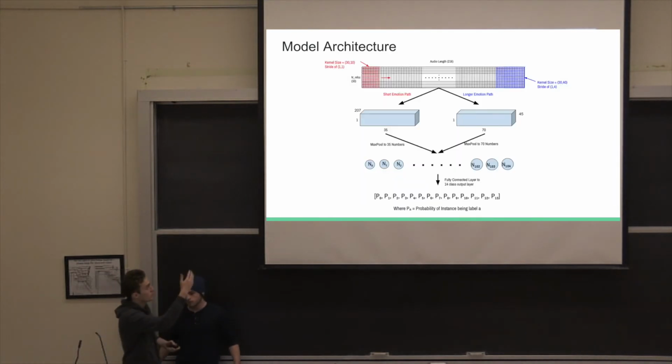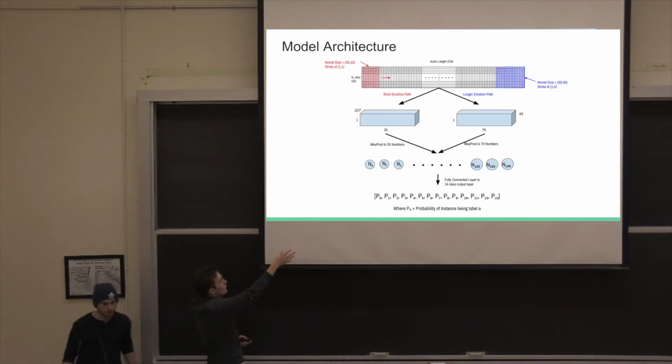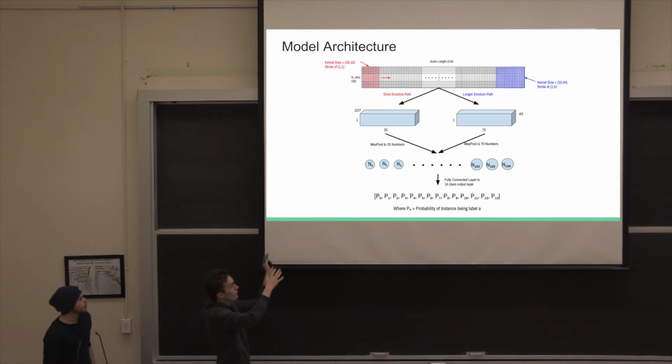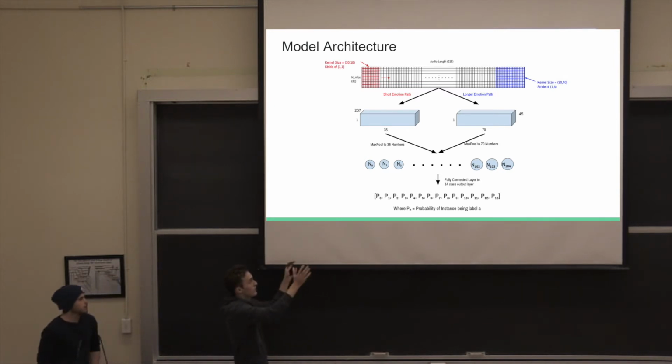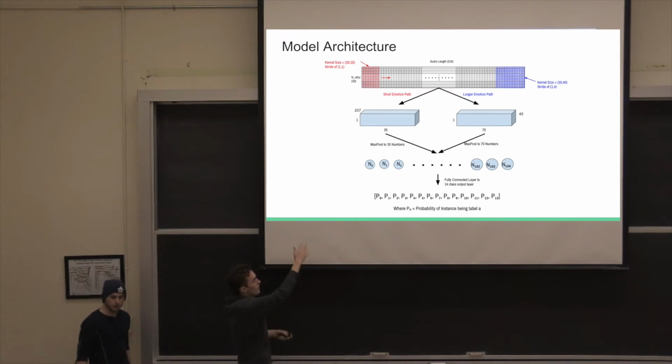As Eric said, our model is a CNN, and we have two branches, one for the shorter emotion path and one for a longer emotion path. Then we use a conv layer, and then we max pool, and then concatenate the results together into a fully connected layer, and then softmax to result in our 14 probabilities.